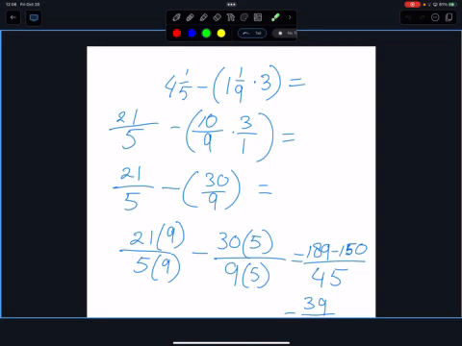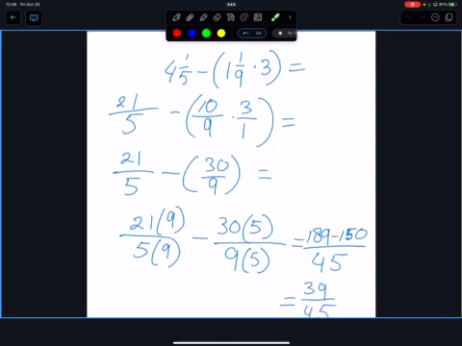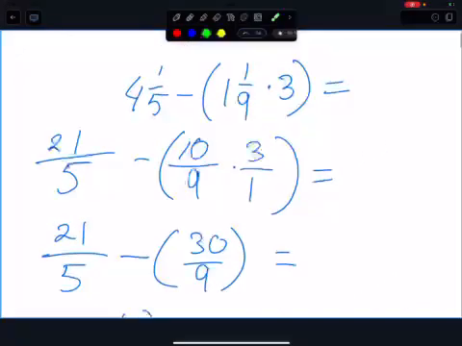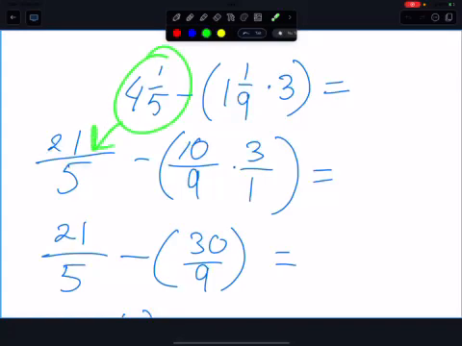So, the first question. Fractions. BEDMAS, do what is in the fractions first and then subtract. So, 4 1/5 can be made as a single fraction, 21/5. Subtract 10/9 multiplied by 3, or you can see 3/1.